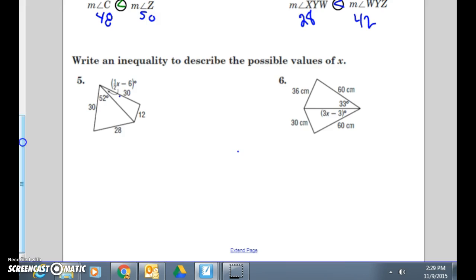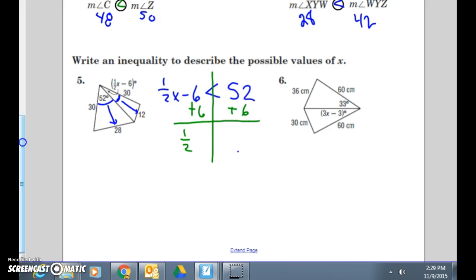So, number 5, I'm looking for this angle right here. It's across from the 12. That means that this angle right here is across from the 28. Which one's bigger? Angle 52. Good, 52. So 1/2 of x minus 6 is less than 52. What would I do next? Add 6. Good, we're going to add 6 to both sides. Then we're going to multiply both sides by 2, aren't we? Yep. Because that cancels.